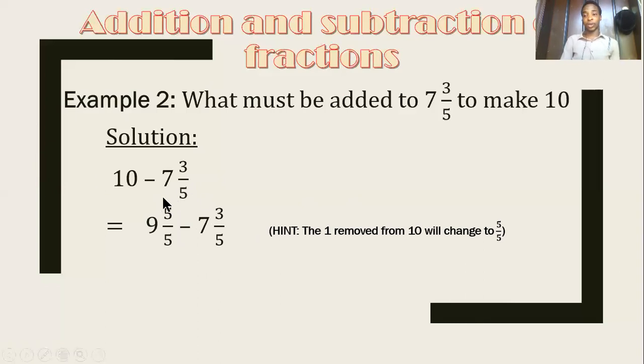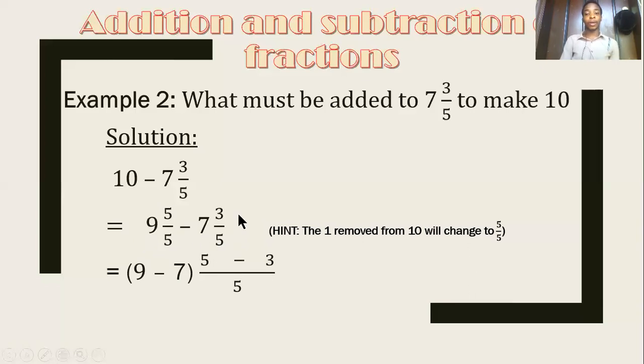Now, once I have this, it's quite easy. When you're subtracting mixed numbers, what do you do? I'll take the whole numbers first. So I'm having 9 and 7 here. I'll do 9 minus 7 first, in brackets. Then, since the denominators are the same, I could just subtract the numerators straight.